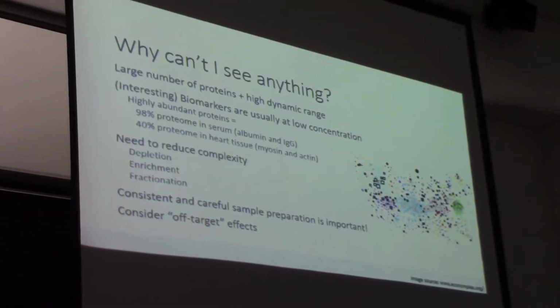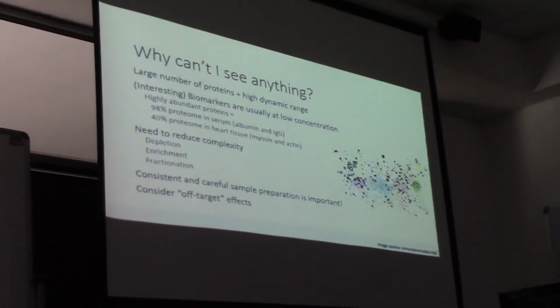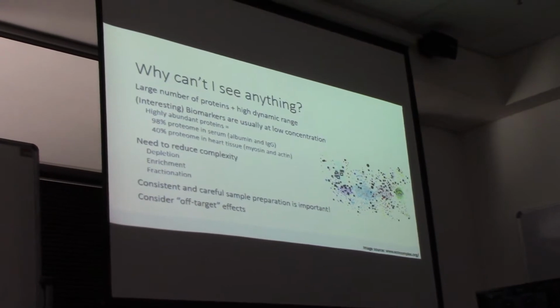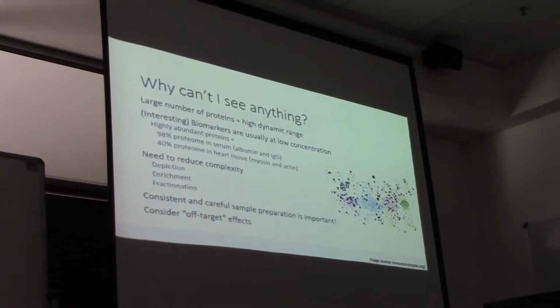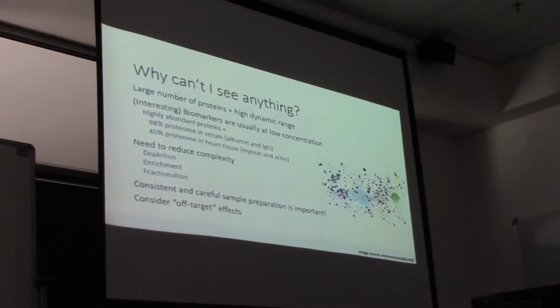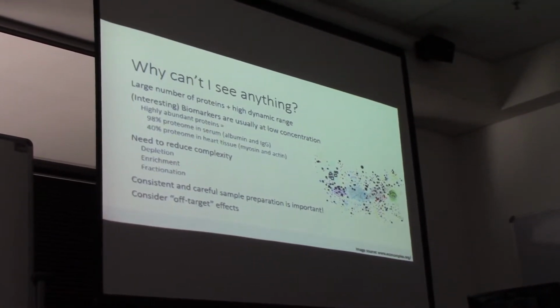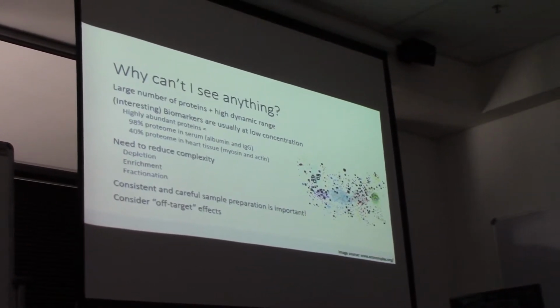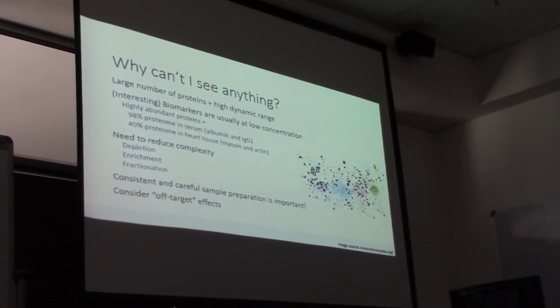But most of the time, your interesting, and I put that in brackets because this is not always true, your interesting biomarkers that you want to look at are not present at very high concentrations. And they end up getting masked by very abundant proteins. All of the biofluids or tissue samples that you can work on have abundant proteins that are going to mask it.